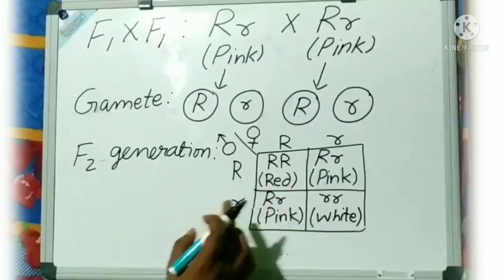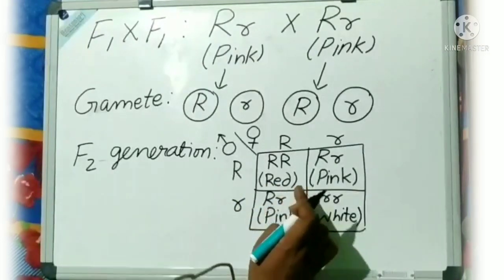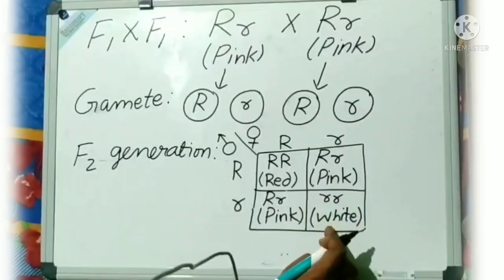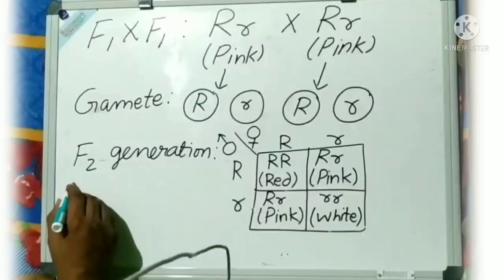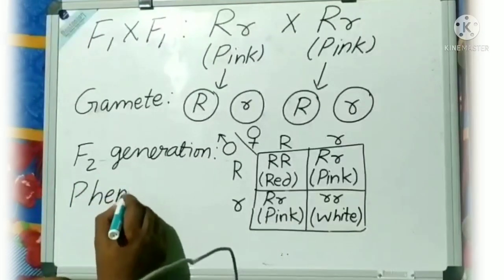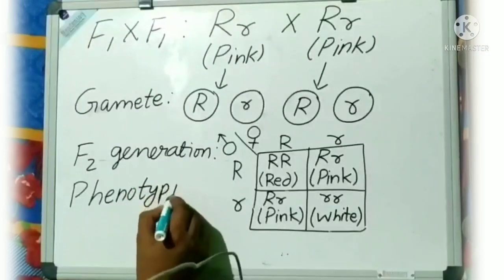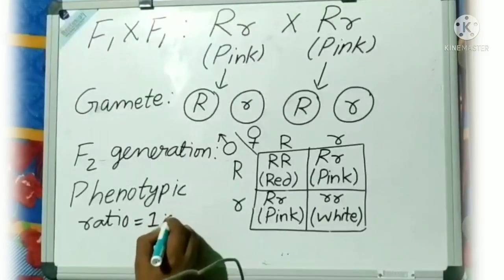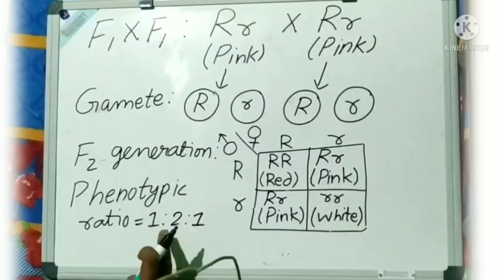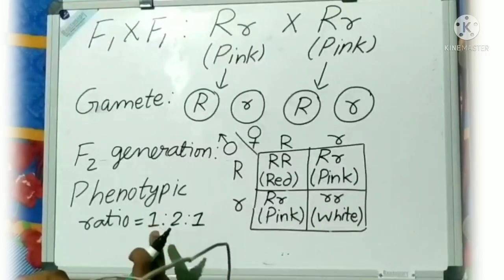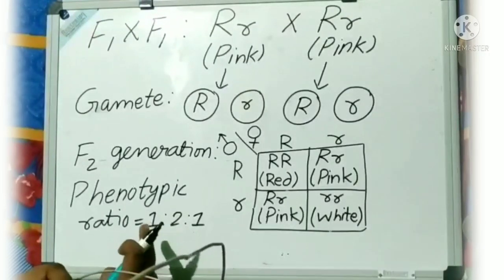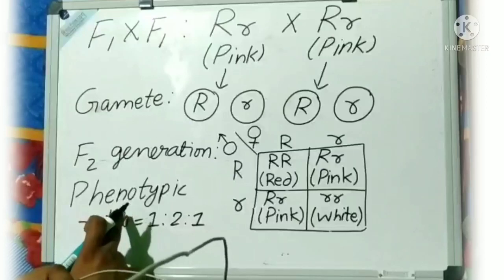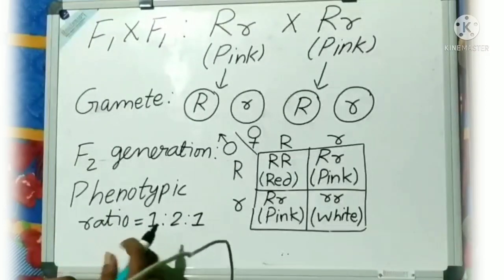Examine here that we find one red flowered plant, two pink flowered plants, and one white flowered plant. So what will be the phenotypic ratio? It will be 1:2:1. While in the case of complete dominance, we found the phenotypic ratio 3:1. But here in incomplete dominance, we find the phenotypic ratio 1:2:1.